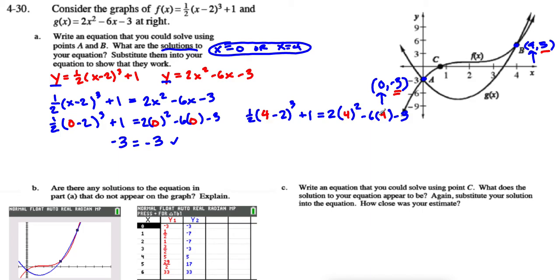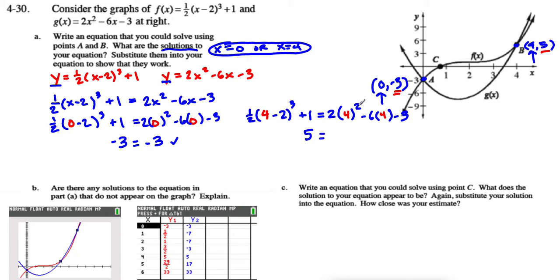So make sure you plug in just one of the solutions into the entire equation. Don't plug in one on one side and one on the other. That wouldn't work. So we look to simplify this down. 4 minus 2 is 2. To the third power would be 8. Half of 8 would be 4. And 4 plus 1 would be 5.